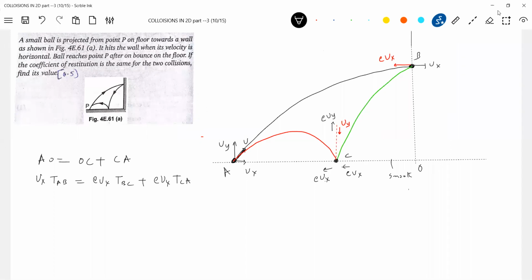Can you find out TAB? Half of the time of flight, that should be equal to uy by g. Then eux, keep it as it is. What is TBC? The time taken to descend. How to calculate that one? TBC should be equal to only uy by g.